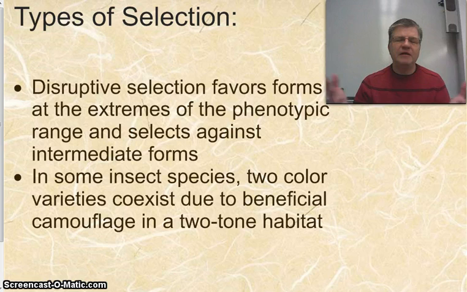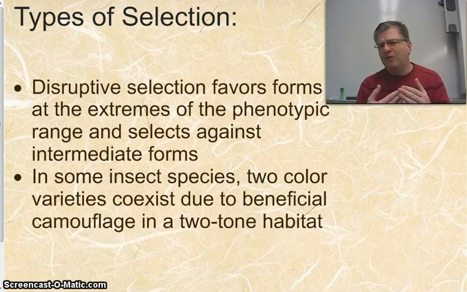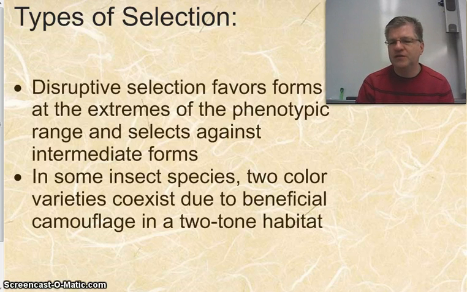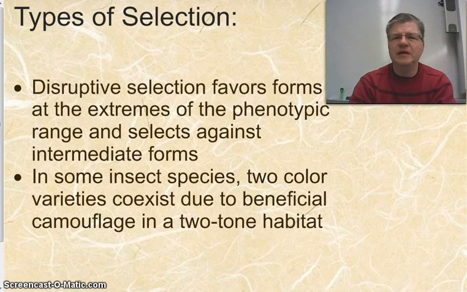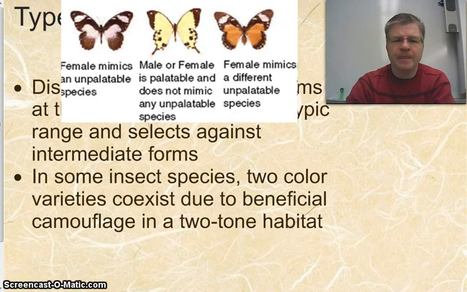between. So let's say it's a field of red flowers. Being red would be good, being green would be good, but being kind of halfway between red and green would not be good. So what we end up seeing is two different forms of a particular trait coexisting at the same time. What we have here, this is an African swallowtail butterfly, a very well-known butterfly.